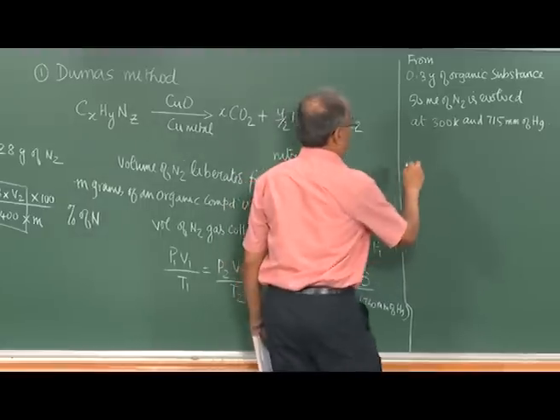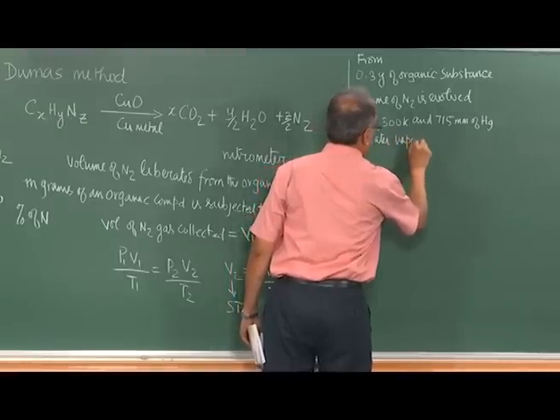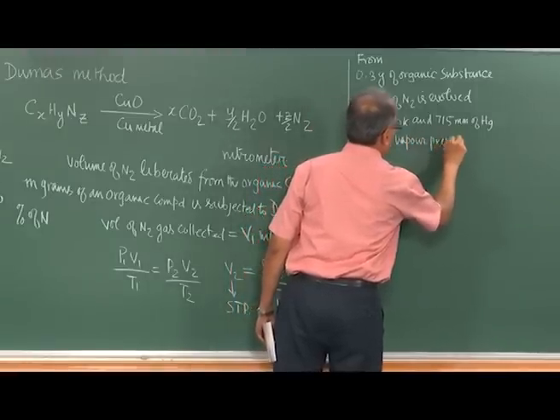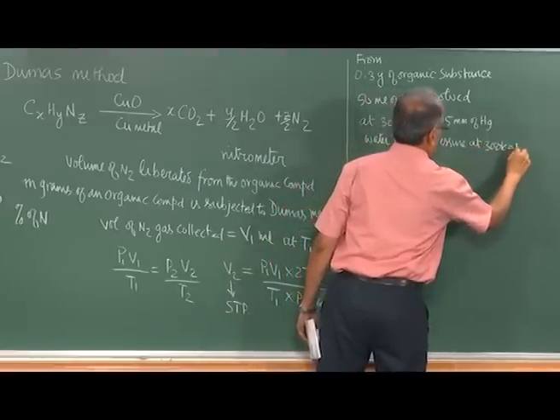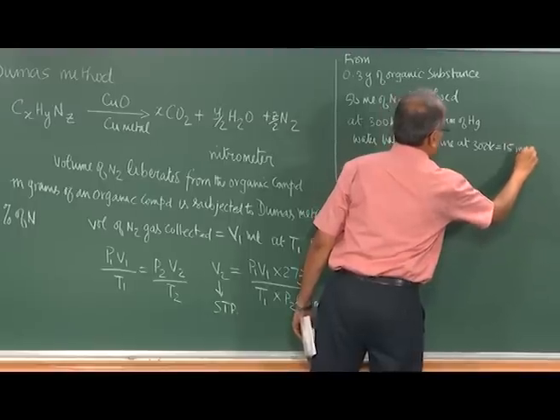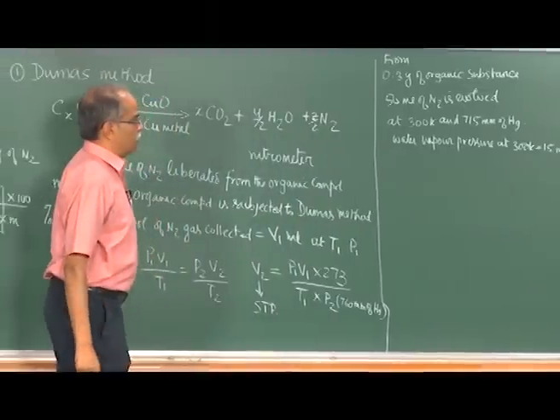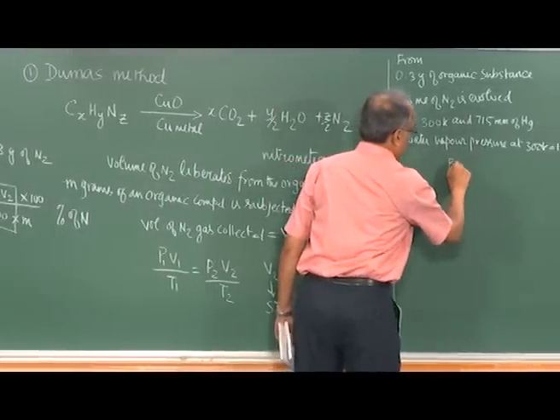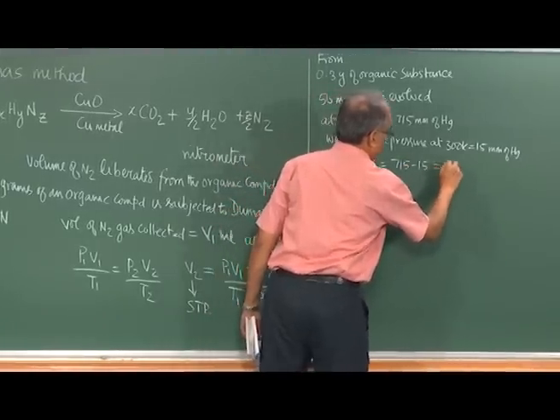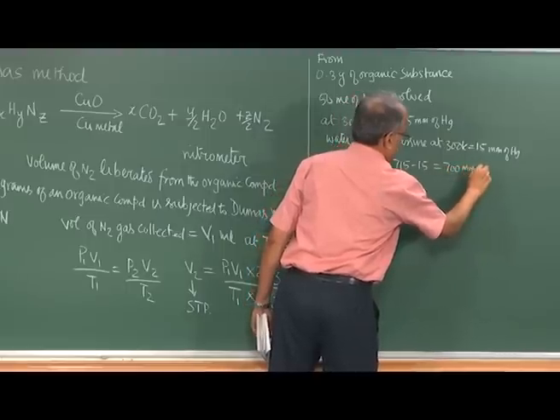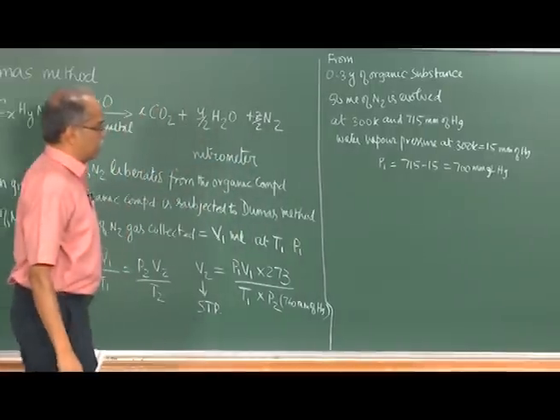Now, water vapor pressure at 300 Kelvin is equal to 15 millimeters of mercury. So, you need to subtract: the actual pressure P1 will be equal to 715 minus 15, which is due to the water vapor pressure. So, actually it is 700 millimeters of mercury, the actual pressure due to the nitrogen.